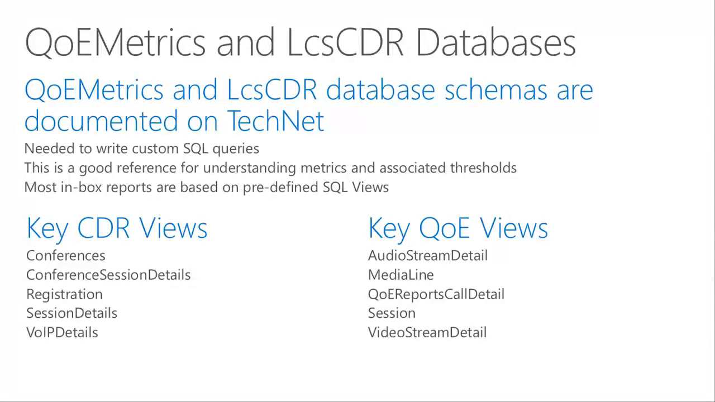So we get the question a lot. I want to understand the data and I want to write my own queries. Where do I start? Our advice to you is to start with the views. What we've listed on this slide are the key views in both the CDR database and the QoE database that would help you as a starting point. My recommendation would be to stick to the views as much as you can if you're writing your own reports. Sometimes there are things in the views that you might not like how they're formatted. You then need to copy that data out and create your own custom query from it.